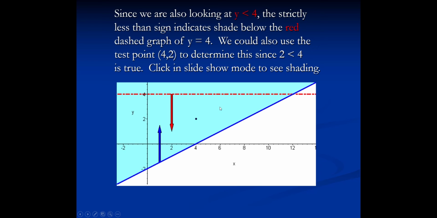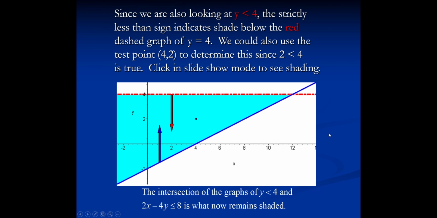Well, there's up from the blue line, there's down from the red line, and it darkened up what they had in common. So let's just click again, and that'll get rid of the other stuff, and you're left with the shading that is in fact the solution to the problem, this system of two linear inequalities. Graph of your solution there. Pretty cool, huh?